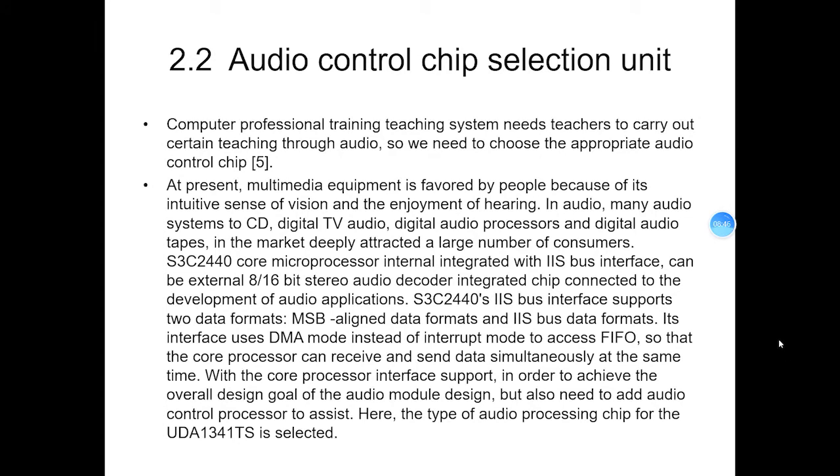2. Audio control chip selection unit. Computer professional training teaching system needs teachers to carry out certain teaching through audio, so we need to choose the appropriate audio control chip. At present, multimedia equipment is favored by people because of its intuitive sense of vision and enjoyment of hearing. In audio, many audio systems to CD, digital TV audio, digital audio processors, and digital audio tapes in the market deeply attracted a large number of consumers.